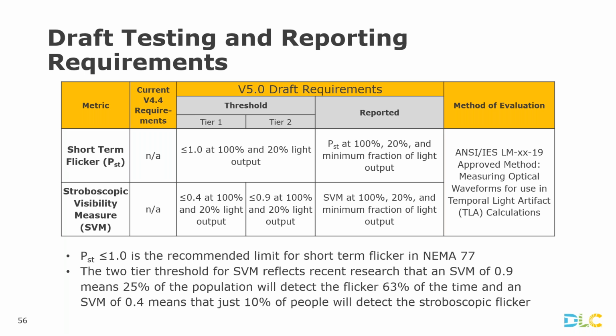And so this SVM value is also described in NEMA 77, but we are basing these lower thresholds on recent research that an SVM of 0.9 is really the lowest acceptable amount of flicker, meaning that 25% of the population will detect the flicker or the stroboscopic effect 63% of the time. An SVM of 0.4 means that just 10% of people will detect that stroboscopic flicker. And so based on our research and outreach with the industry, we believe that these are the acceptable levels of stroboscopic flicker.